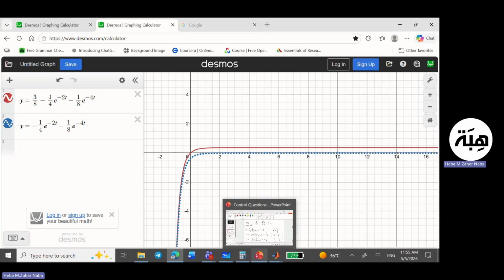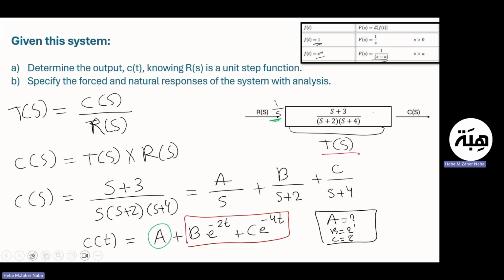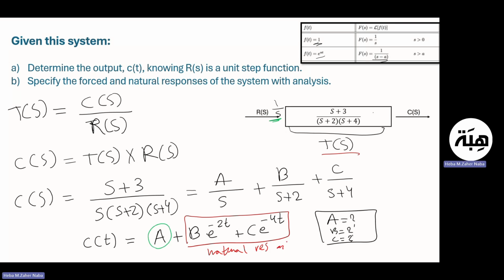In this case, we determine that this part is what contributes to the natural response of the system, and this part is what determines my forced response.